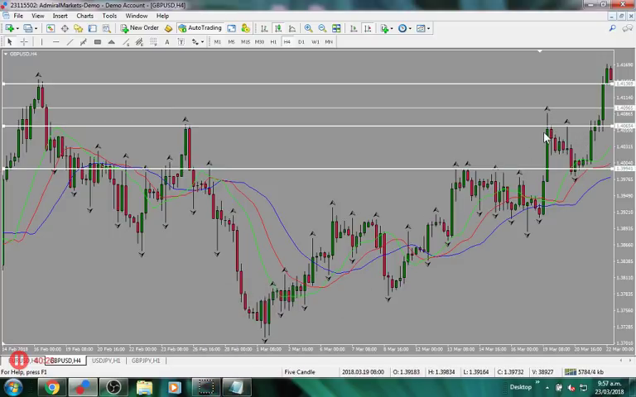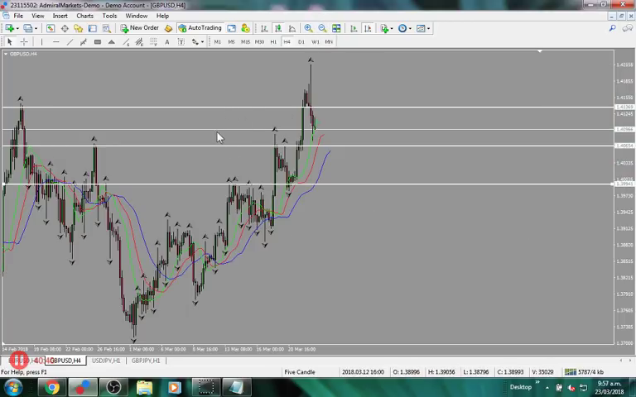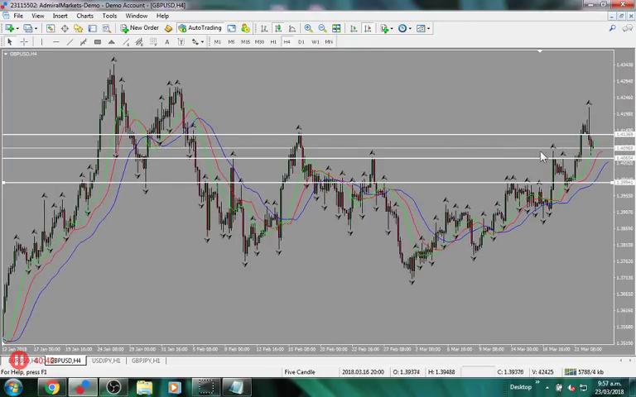And then you can say, okay, for your next target, you go simply to the next support and resistance level that you've mapped out, which would be here. So you might take 50% of your position here, and then at the next target, you would take the next one.